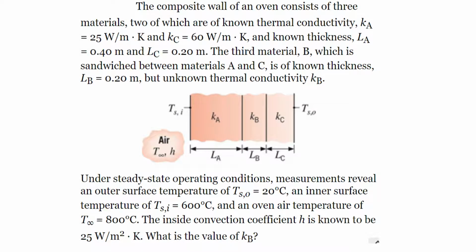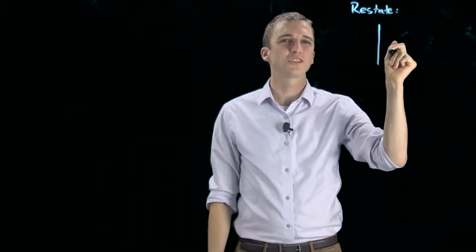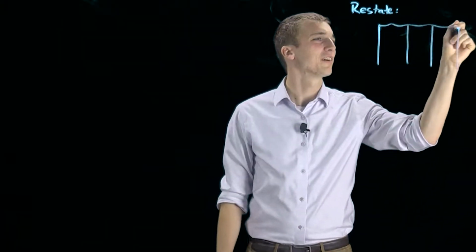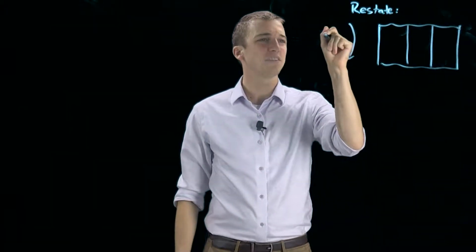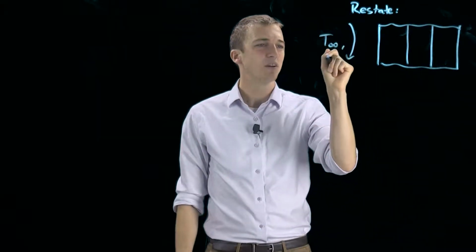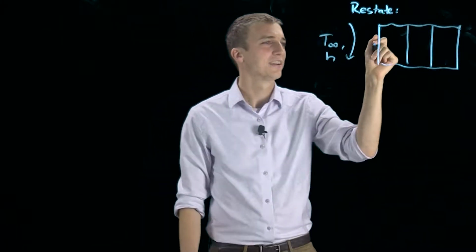Today I'm going to solve the first practice problem for homework number 3, which involves an oven. So to restate the problem definition, I'm actually going to start with the picture today, because that helps us understand what's going on. We've got an oven wall, and inside this oven we have, you guessed it, some hot gases at T infinity with a convection coefficient against the inside wall of h.